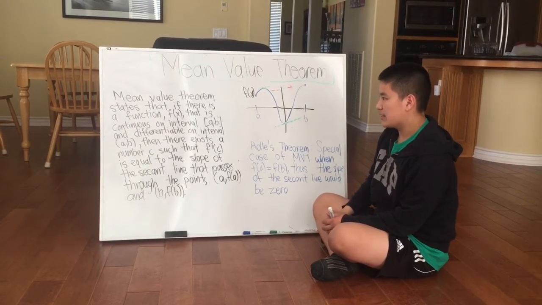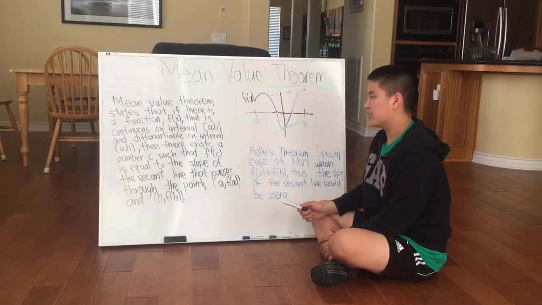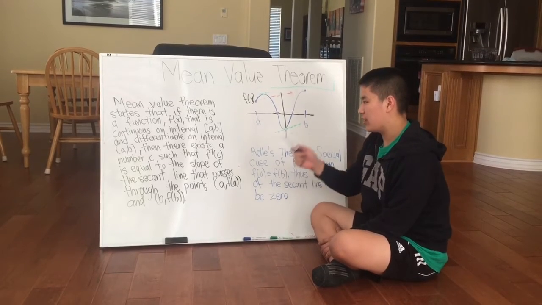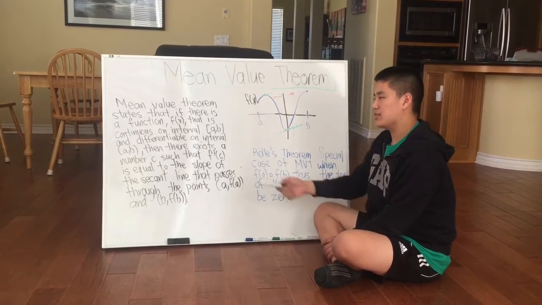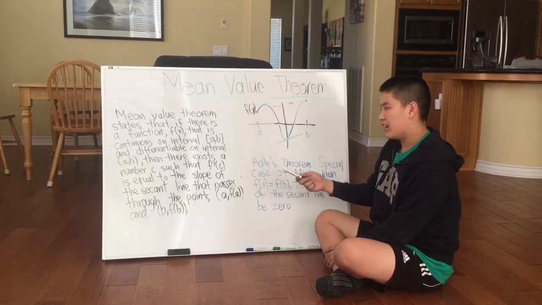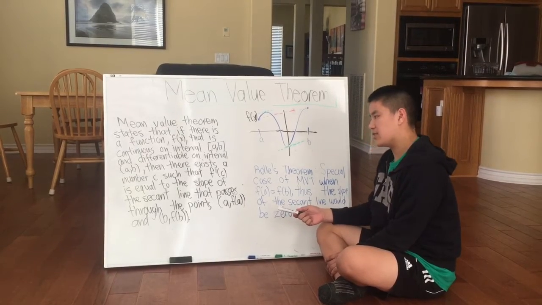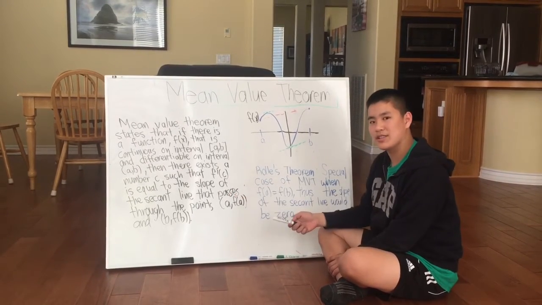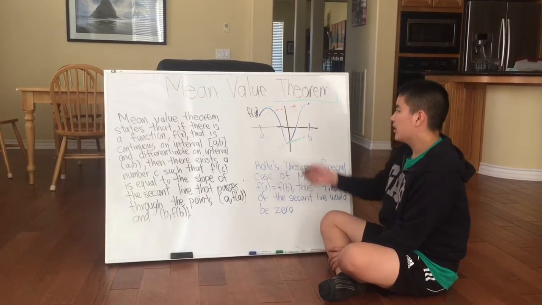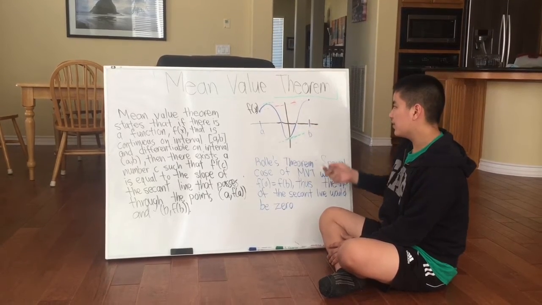Mean value theorem states that if there is a function f of x that is continuous on the closed interval a, b and is differentiable on the open interval a, b, then there exists a number c such that f prime of c, or the derivative of f of x at x equals c, is equal to the slope of the secant line that passes through the points (a, f of a) and (b, f of b).